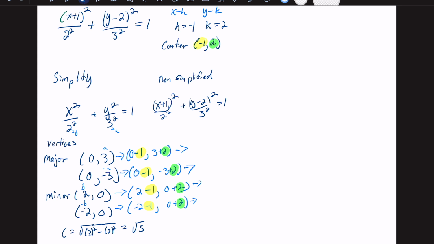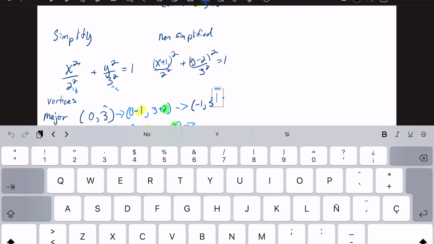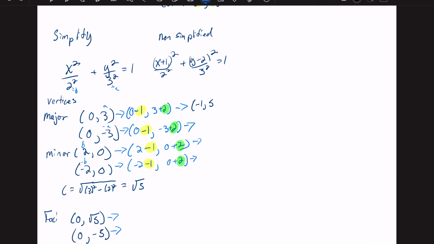So what are those points? Well, in this case, I'll have -1 and 5. Minus 1 and 5. Here we have minus 1 and negative 1. Here we have 1 and 2. And here we have minus 3 and 2.